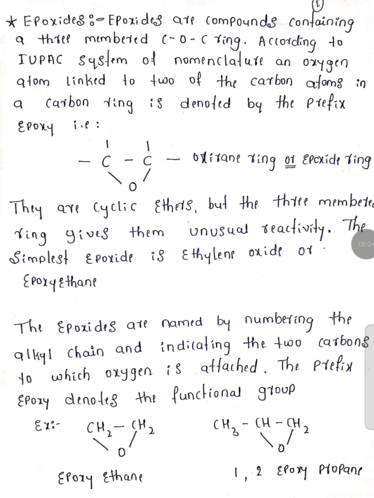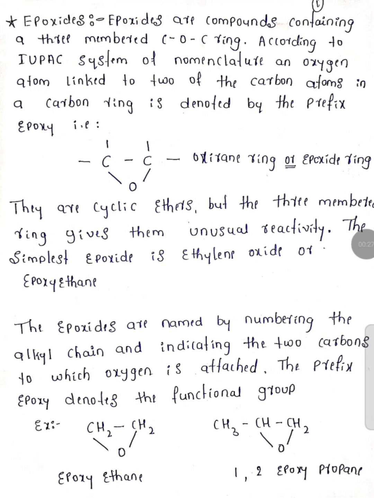First, we have to know about epoxides. Epoxides are compounds containing a three-membered carbon-oxygen-carbon ring. According to the IUPAC system of nomenclature, an oxygen atom linked to two carbon atoms in a carbon ring is denoted by the prefix epoxy.